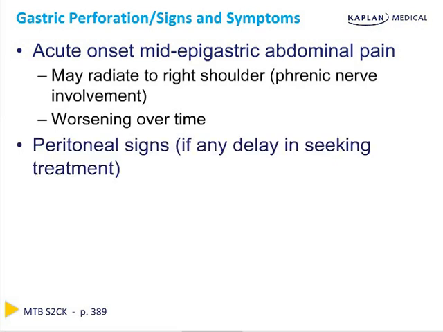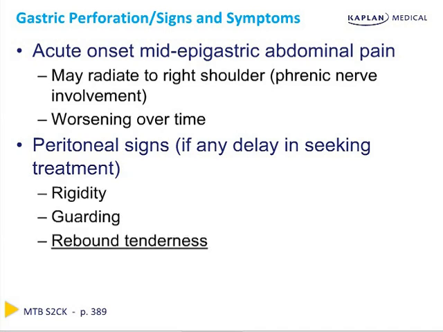Soon after the rupture, a chemical peritonitis will develop, so these patients may present with the classic signs of peritonitis, including rigidity of the abdominal musculature, guarding, and the telltale sign of rebound tenderness, or pain that is worse with the release of abdominal pressure.